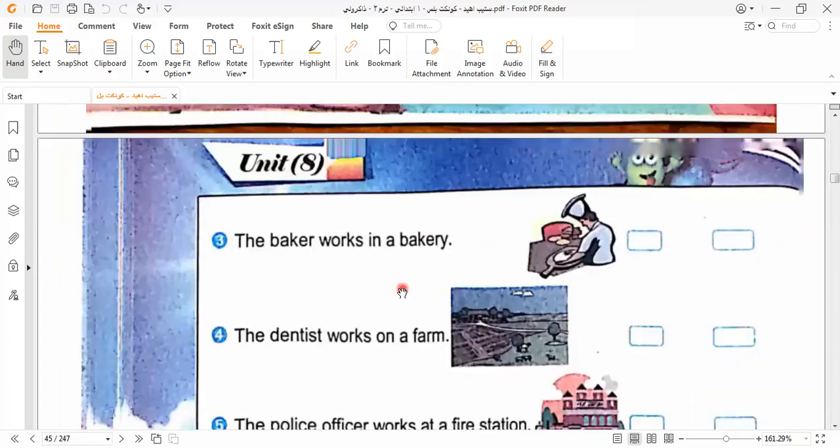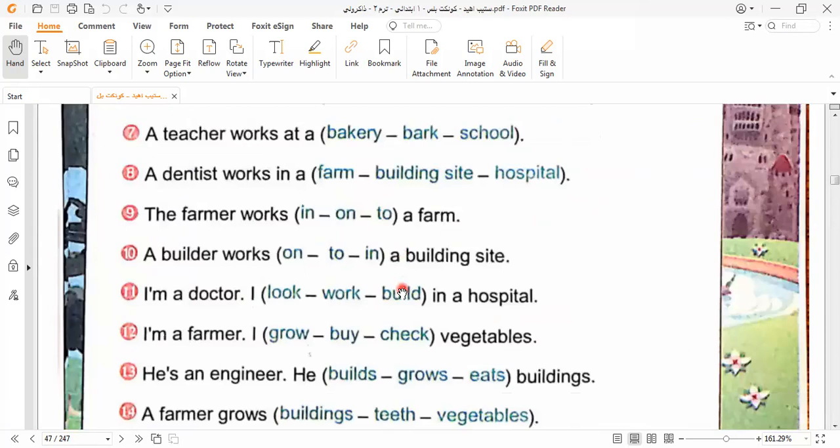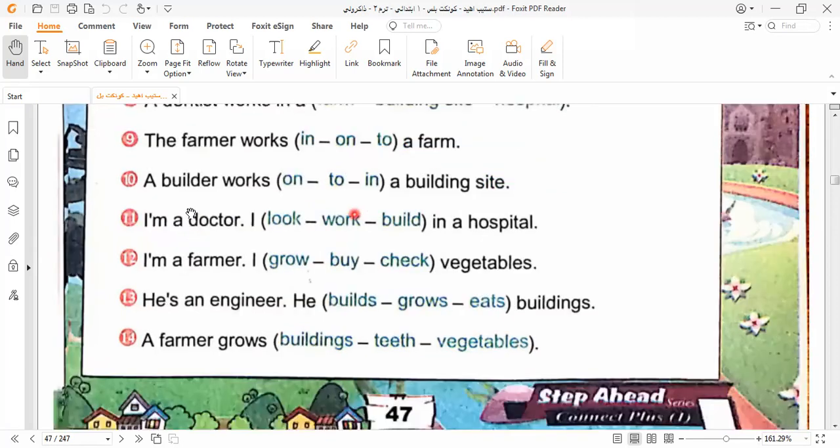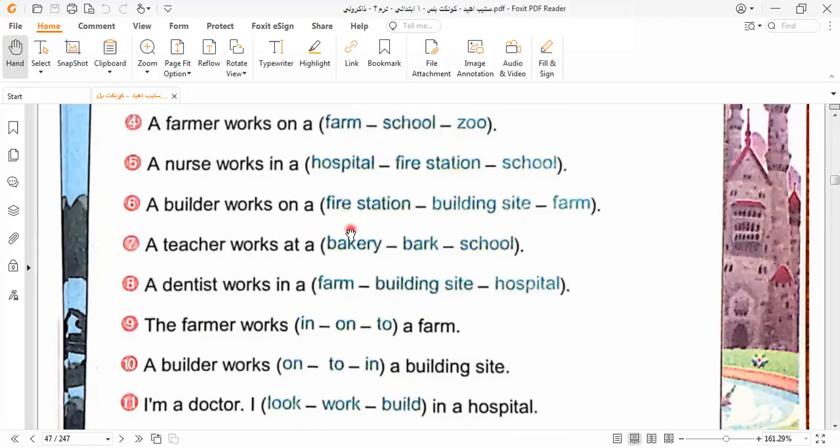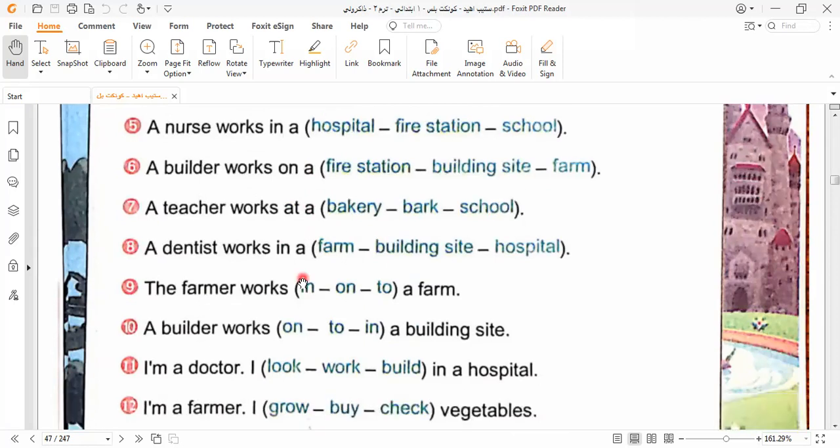So I will repeat again, because if I do it wrong, I will remind you. The farmer works on a farm. The builder works on a building site. In the fire station, and at the school.